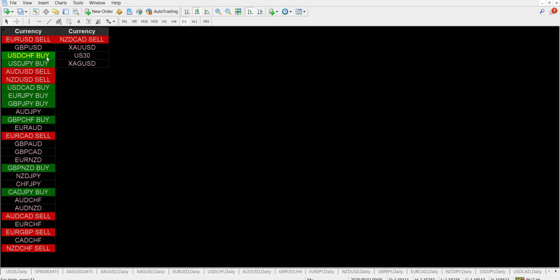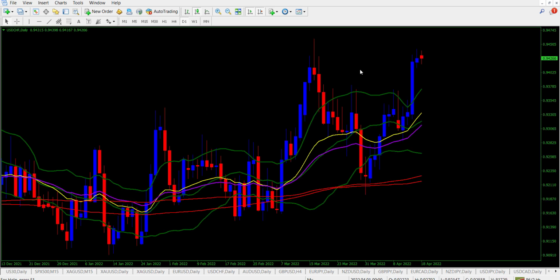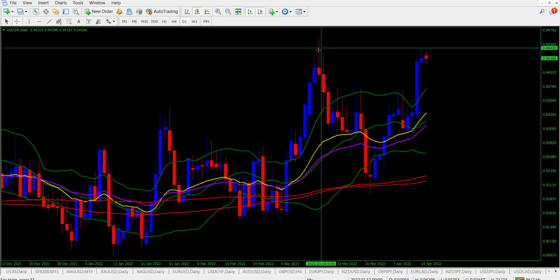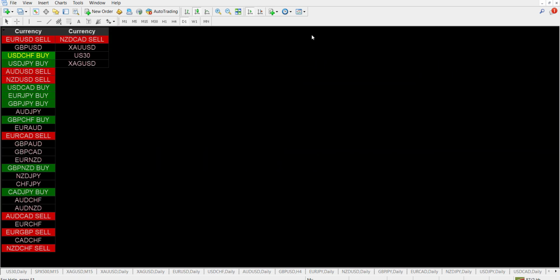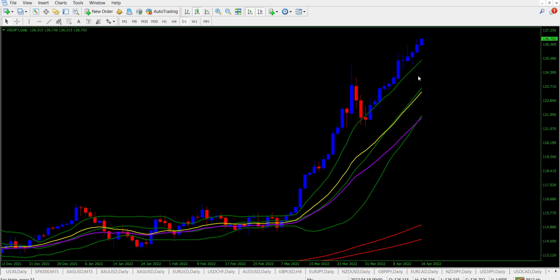The next is USDJPY. Let's see what we have. I can see a resistance area here, and the previous day bar is also not good, so I'll ignore this pair. The next is USDN.